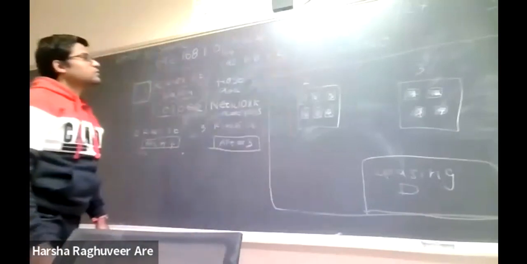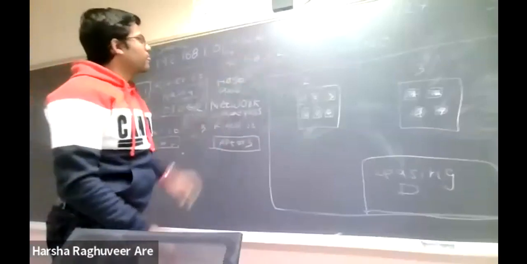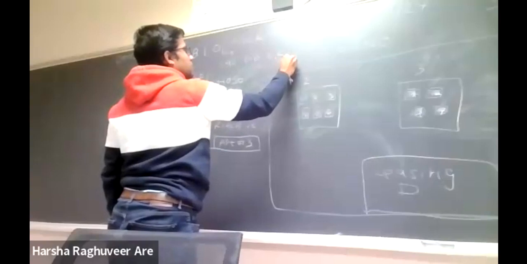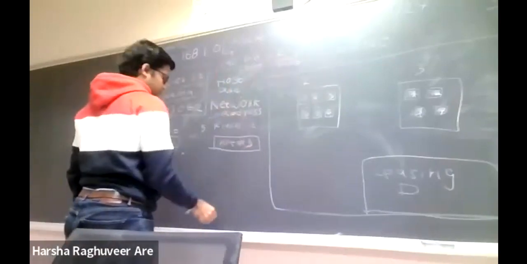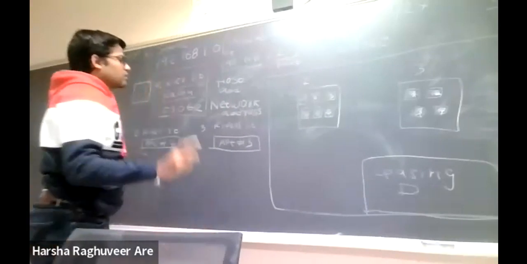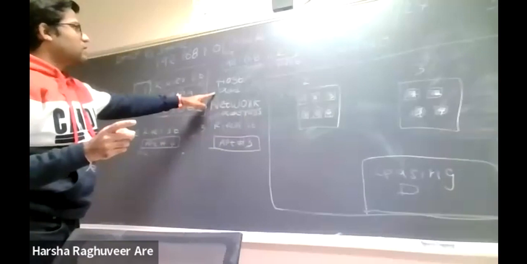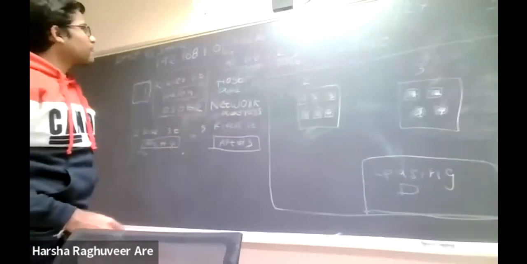192.168.1.2. So everything that's in blue is now this is host. Everything that is in blue is network. Right? I think I confused you guys. Yeah, the color combination I confused, right?